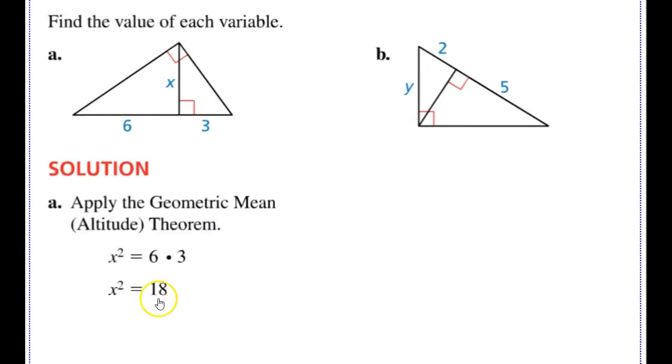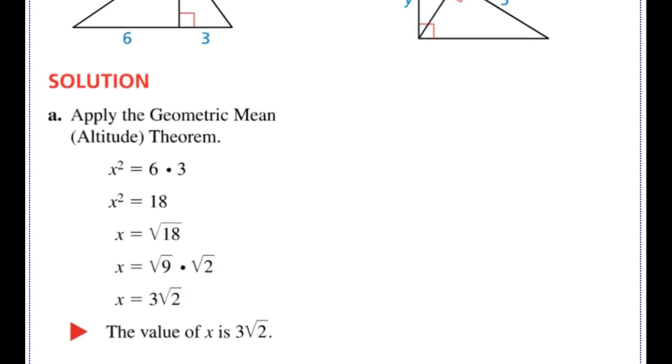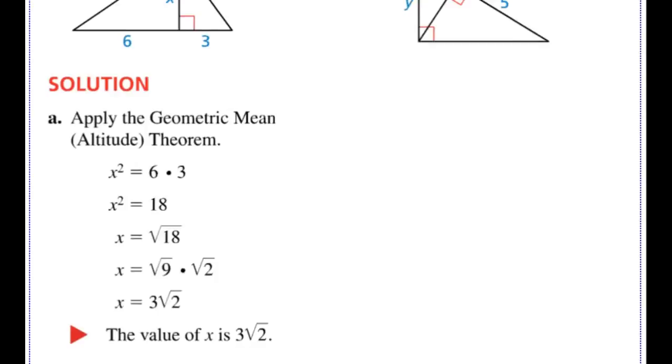So I know that 6 times 3 is 18, so I take the square root of that, and then I see if I can simplify any further, which I can. I know that 18 is divisible by 9, and 9 times 2 gives me 18. Well, I know what the square root of 9 is, so I can go ahead and write my final simplified version there. So the height of this altitude, or my x value, is 3 times the square root of 2. And I want to leave it that way. I don't want to find the decimals yet.